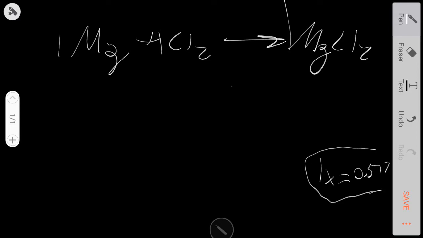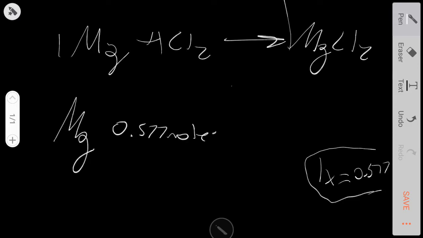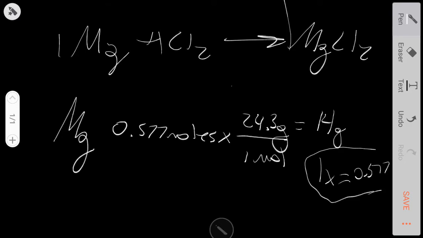Number 9. It says, regarding question number 7, how much excess do you have of the reactant that was not the limiting reagent? In this case, it was magnesium. But how much of the magnesium did I use? I used this much. So I used 0.577 moles. And in 1 mole, I have 24.3 grams. So the total amount of magnesium that was used is going to be 14 grams.